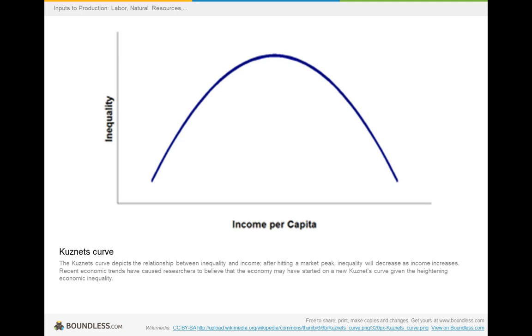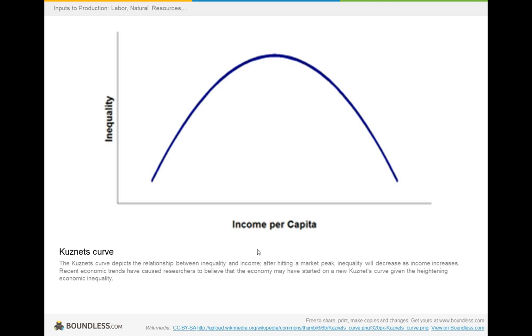Income inequality has increased over the last few decades, and recent studies have stated that the wealthiest 400 Americans control nearly 50%, or half, of the domestic wealth. And so we look at this particular curve, the Kuznets curve, and it depicts the relationship between inequality and income. After hitting a market peak, inequality will decrease as income increases.